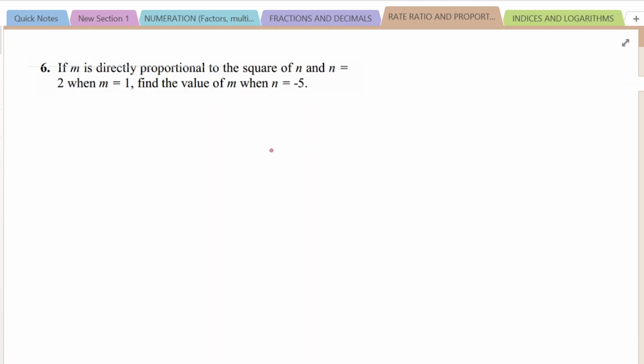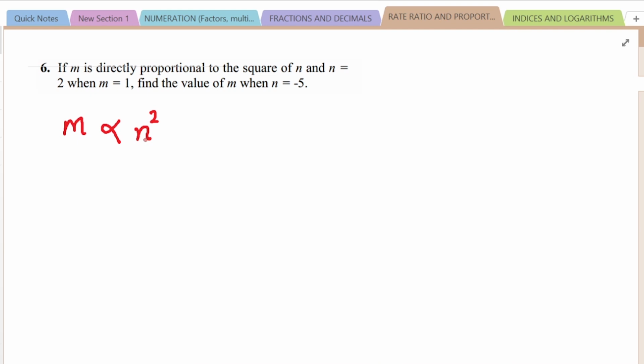If m is directly proportional to the square of n, and n is 2 when m is 1, find the value of m when n is negative 5. This is a number on proportion. So m is directly proportional to the square of n, to n squared. Alright, so that's what the question says.